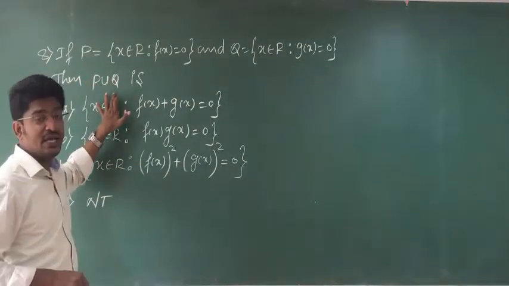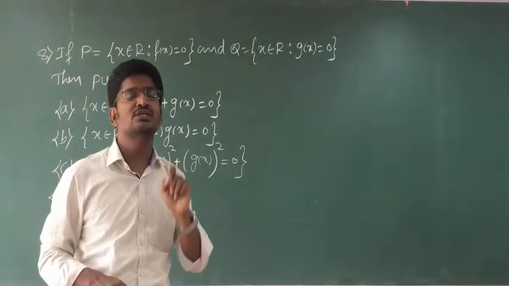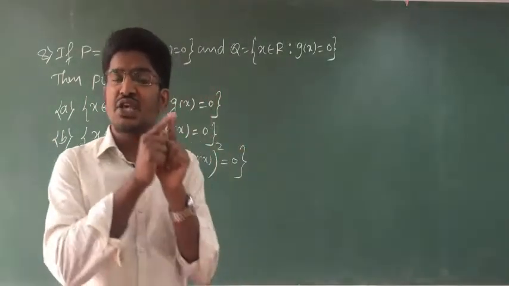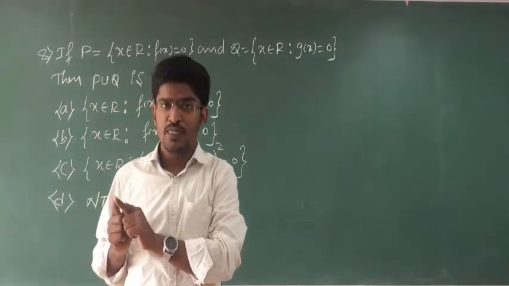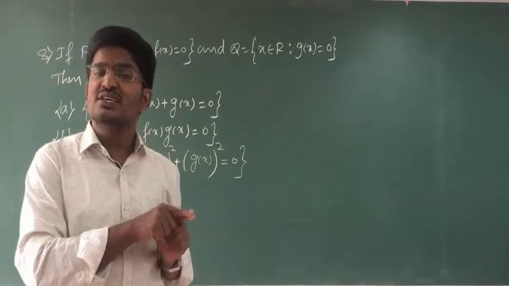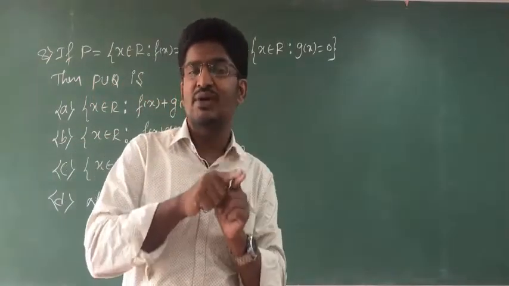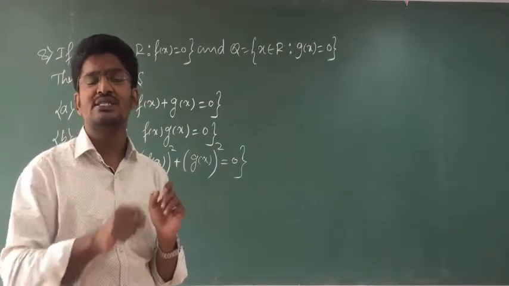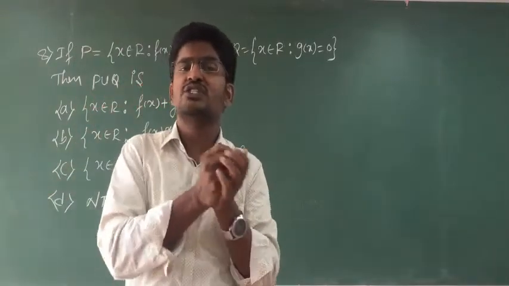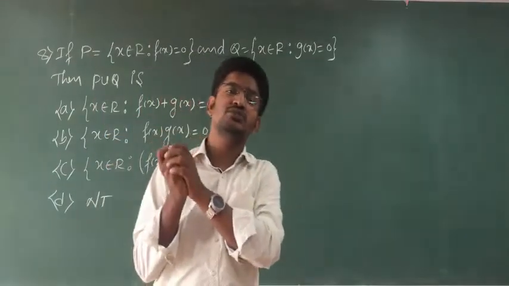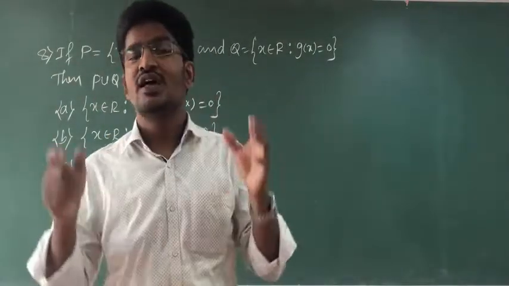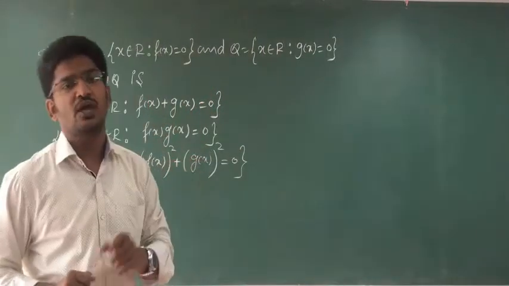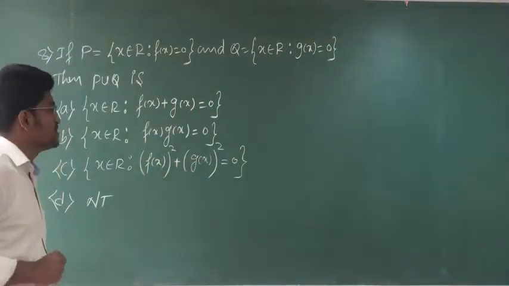P union Q means you must have all the elements which make the function f 0, and Q is the set where the elements are present which make the function g 0. P union Q means these two kinds of elements, those which make f 0 as well as those which make g 0, have to be present in P union Q. So they are asking for P union Q. Now let us go for the options.